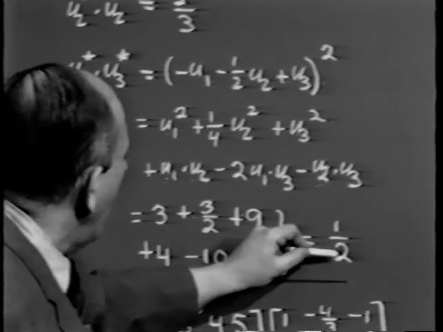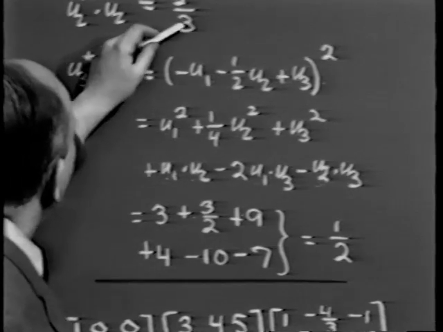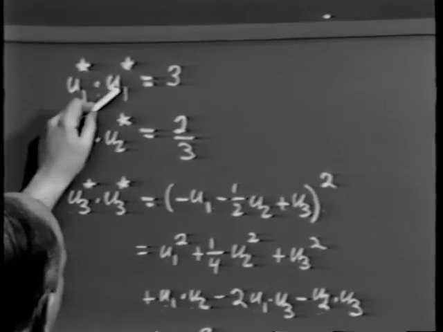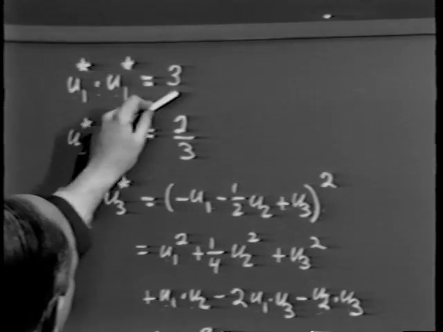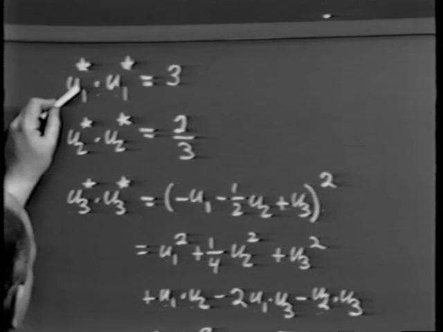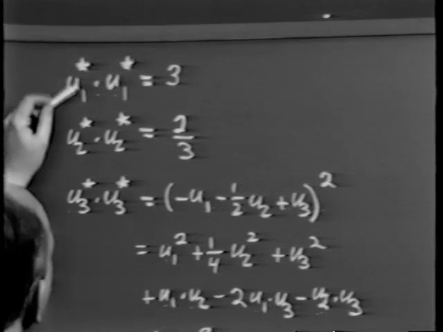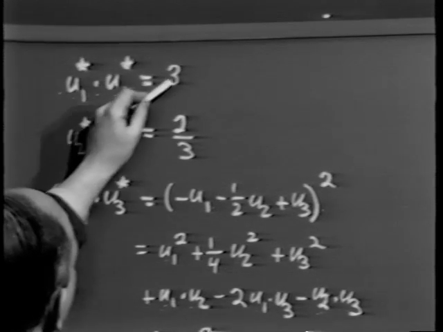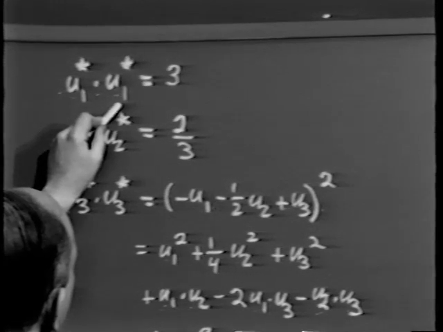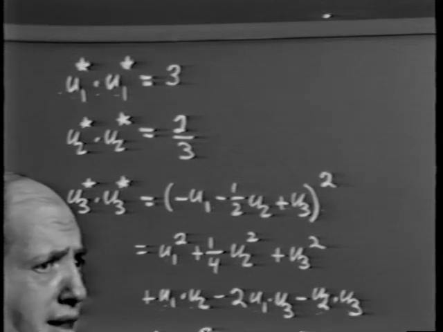It's not orthonormal, but notice that it's easy to fix up the normality part, because all I have to do is divide each of these vectors by the square root of this number, and that will make the dot product 1. For example, if I were to replace u1 star by u1 star over the square root of 3, then when I dotted these two vectors, I would have 3 divided by the square root of 3 times the square root of 3, which is 3, and 3 over 3 is 1. So getting the lengths to be 1 is quite easy.